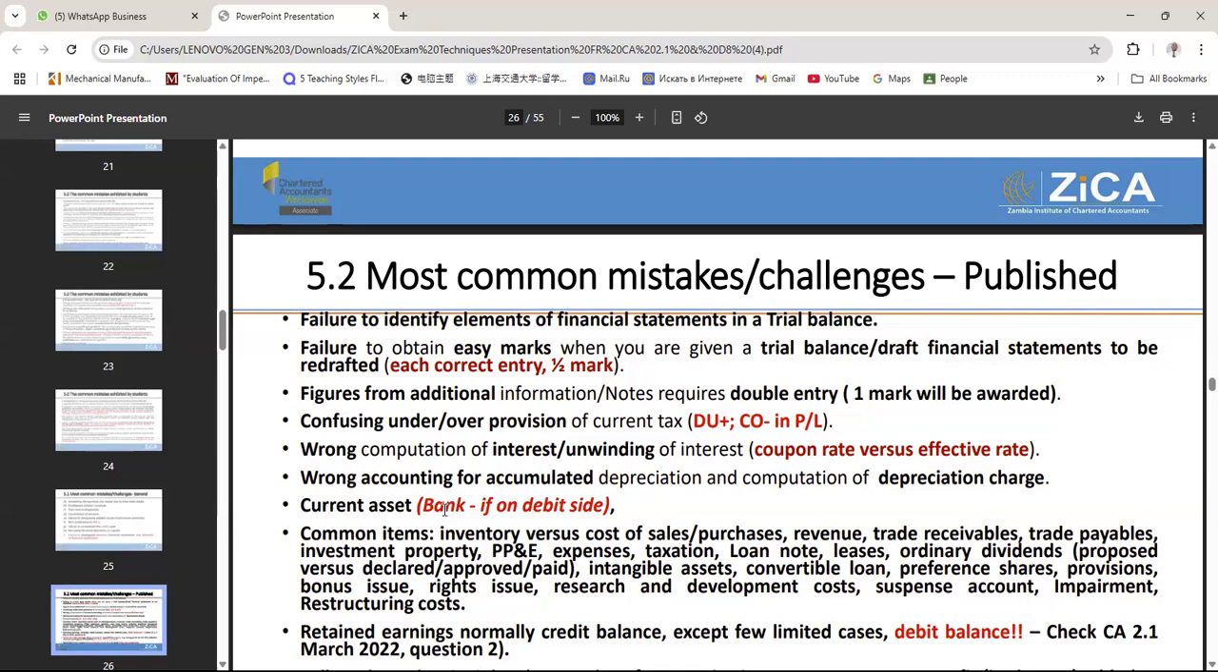But if they will give... please, there will be ordinary dividends, according to IAS 32.